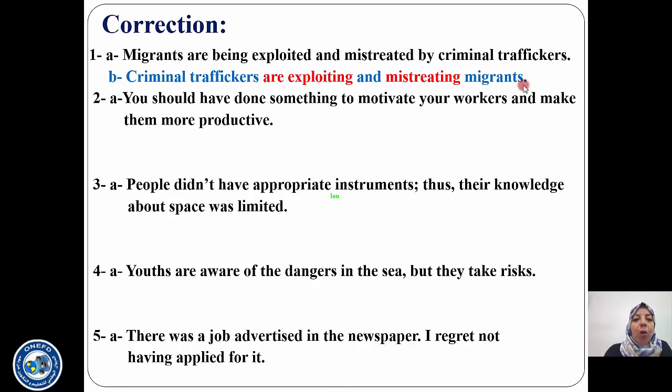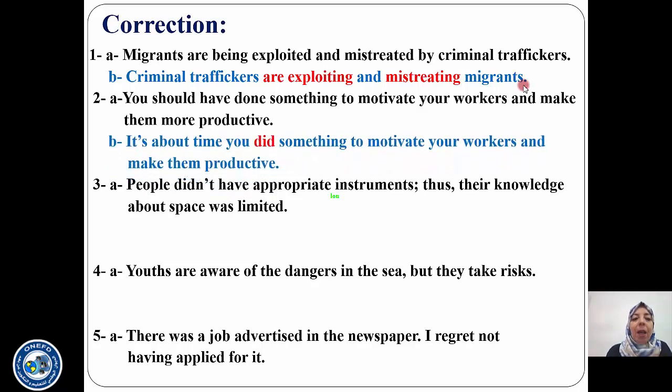Second sentence: you should have done something to motivate your workers and make them more productive. The sentence normally should start with it's high time. And as we said, the verb that should be used after it's high time or it's about time should be in the past simple. Now, where is my verb here? Should have done is the verb from the verb to do. That's why we use did in the past. Say, it's about time you did something to motivate your workers and make them more productive. The rest of the sentence doesn't change.